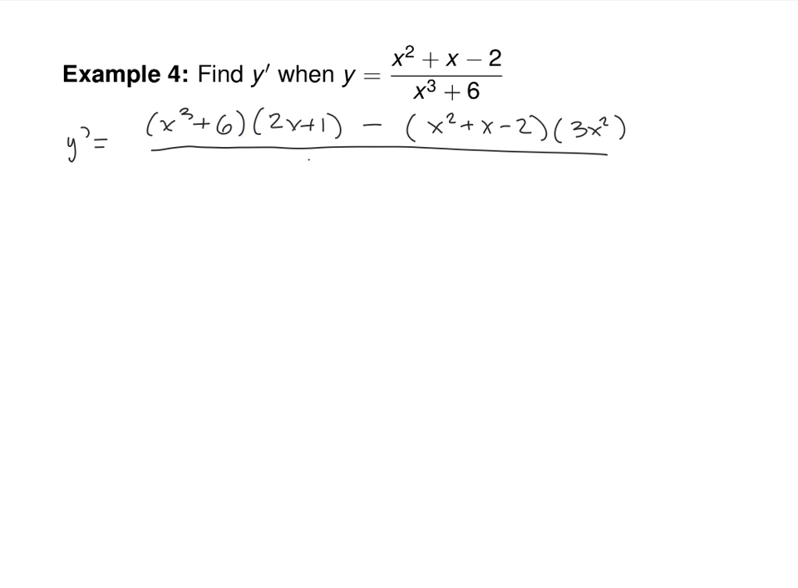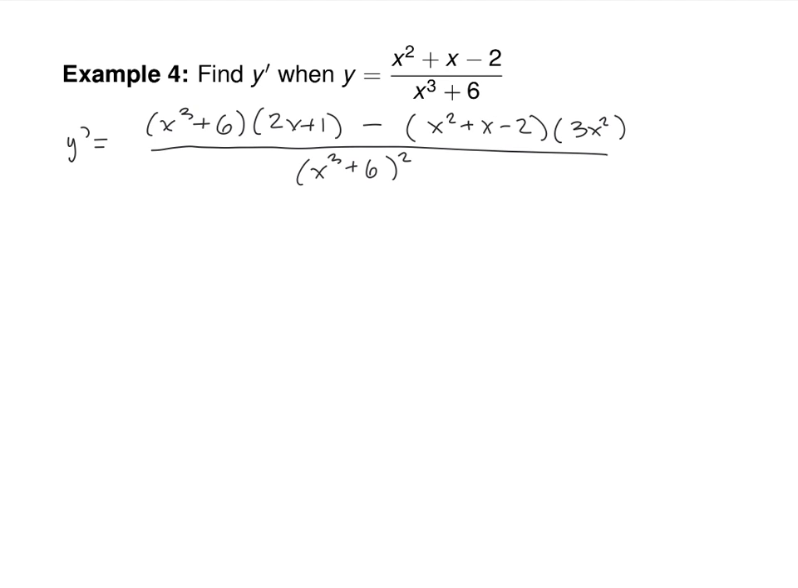all over low squared. Can you just stop there? Or? I want you to simplify. Okay, I know. All right, so is everybody okay with what I did, just the general first step, applying the formula? Okay.